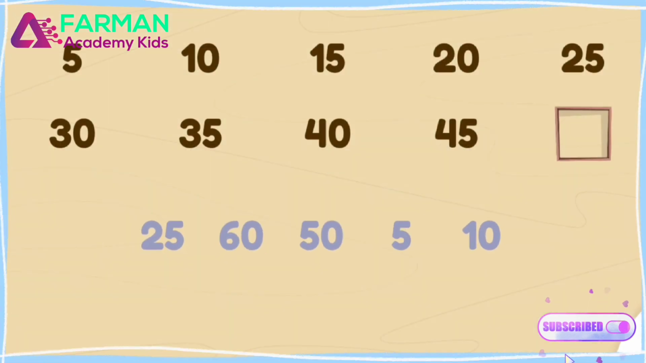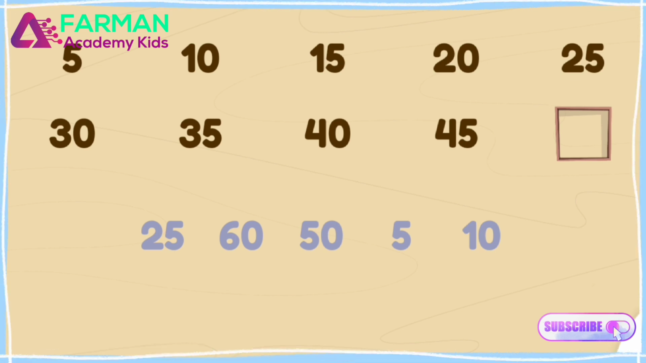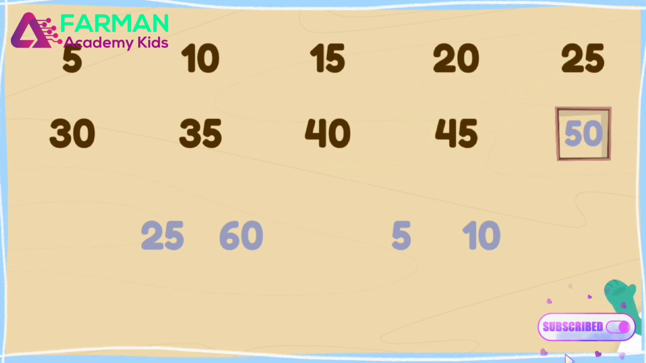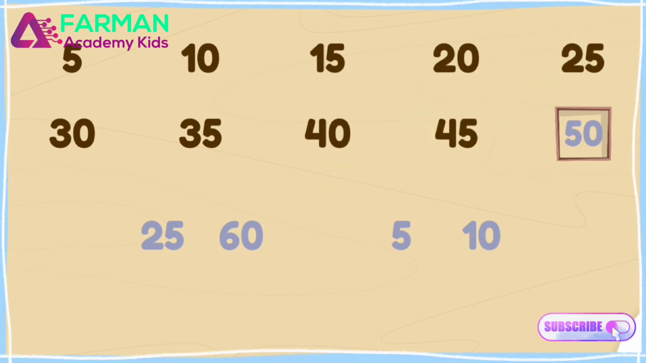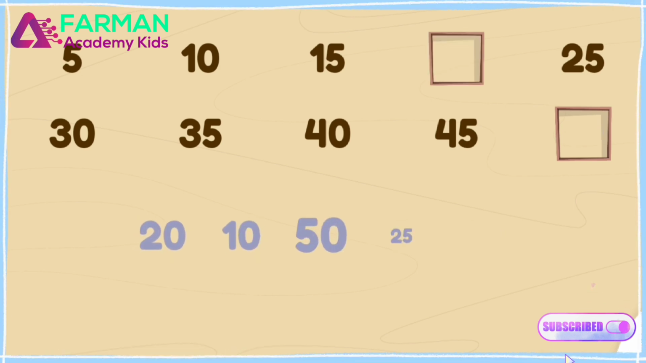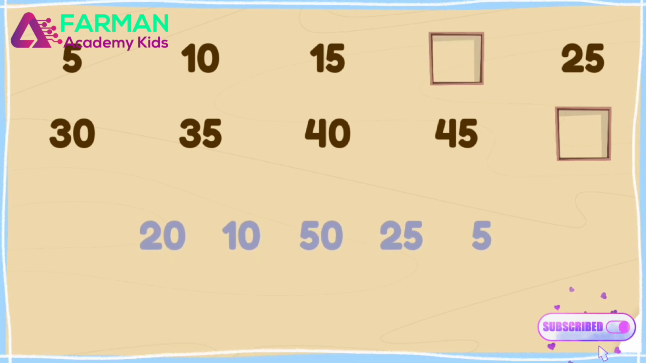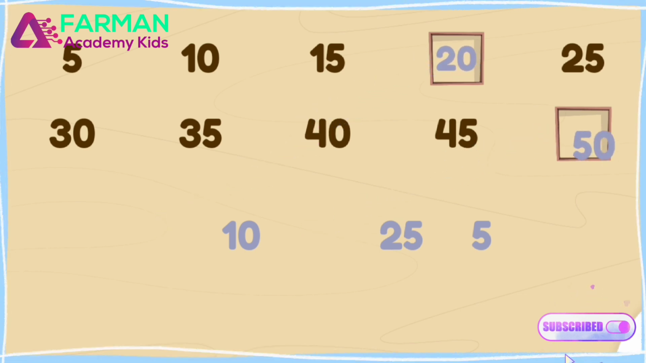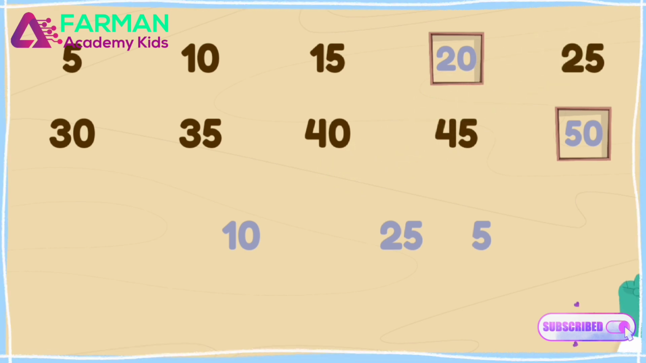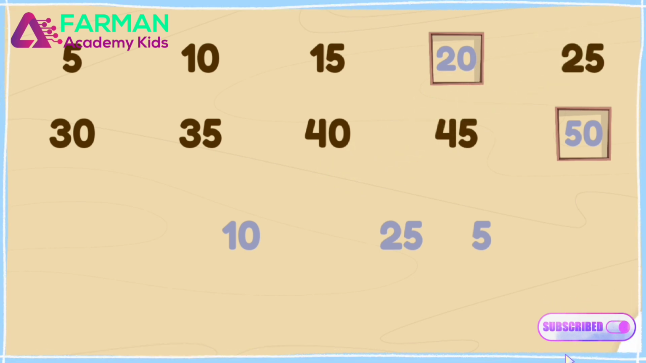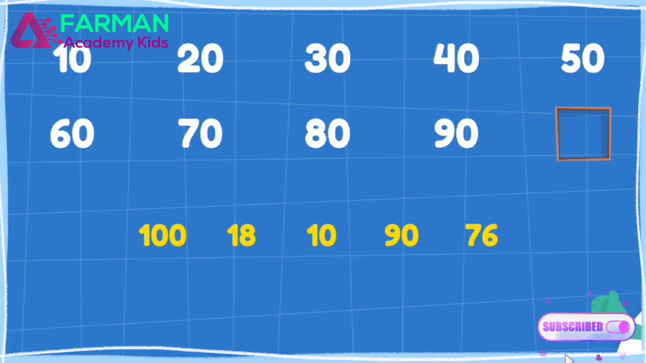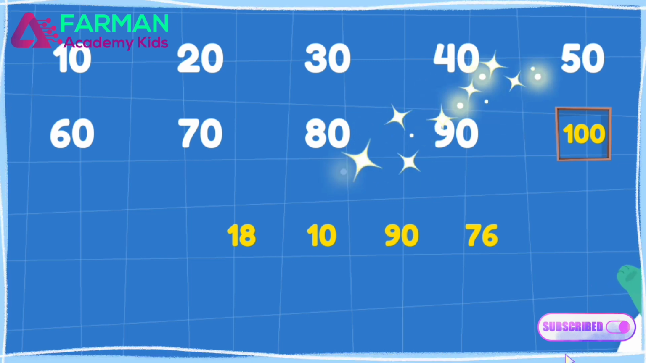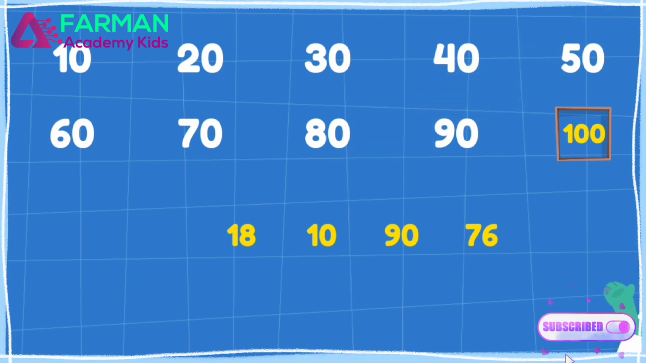Drag the correct number to the empty square. 50. Nice work! You skip counted to get to 50. Skip count by fives. Drag the correct numbers to the empty square. 50. Awesome! You skip counted by fives. Skip count by tens to find the 100. Woohoo! Let's do it again.